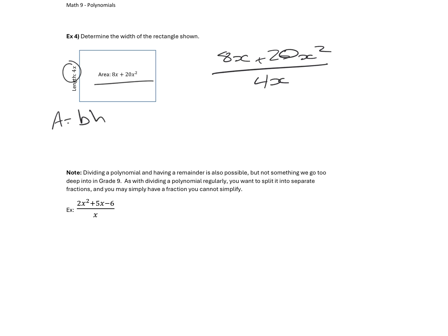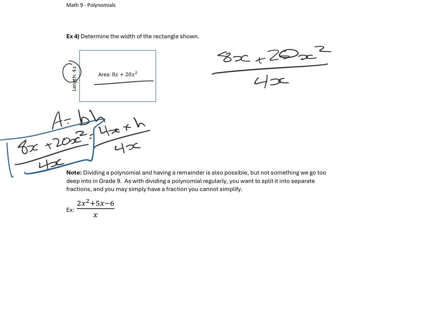So if I have area is 8x plus 20x squared equals 4x times the height, I'm going to divide both sides by 4x, right? This is that basic algebra that we know. And you see here, what I've done is I've created the same equation I have there, so I'm not going to rewrite it this time. I'm just going to go 8x divided by 4x. Well, 8 divided by 4 is 2. X divided by x is 1, leaves me with x to the power of 0, which is equal to 1.